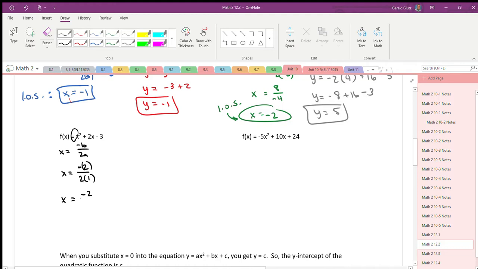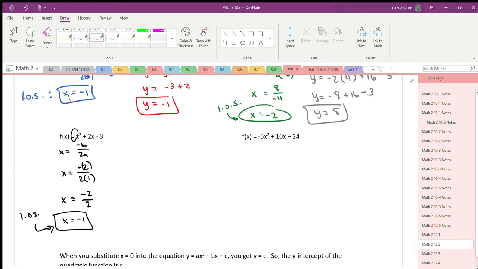If you do not see any number here, that means a is 1. So negative 2 divided by 2 times 1 is 2. So x is equal to negative 1. So here's our line of symmetry. And now to find the vertex, I already know that the x value is negative 1. So I just have to find the y value.